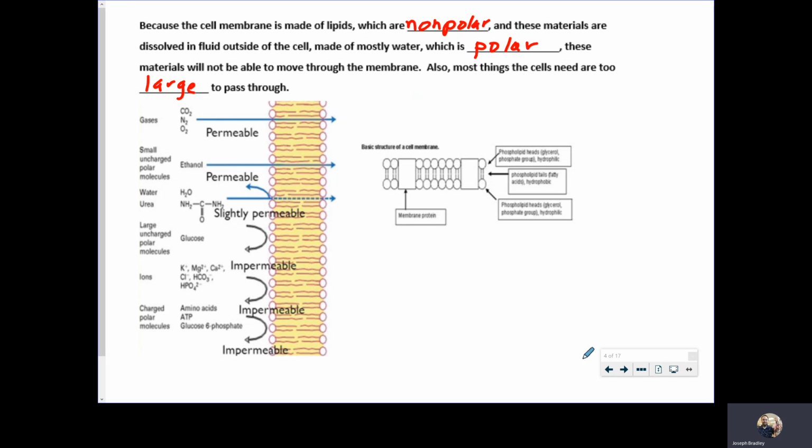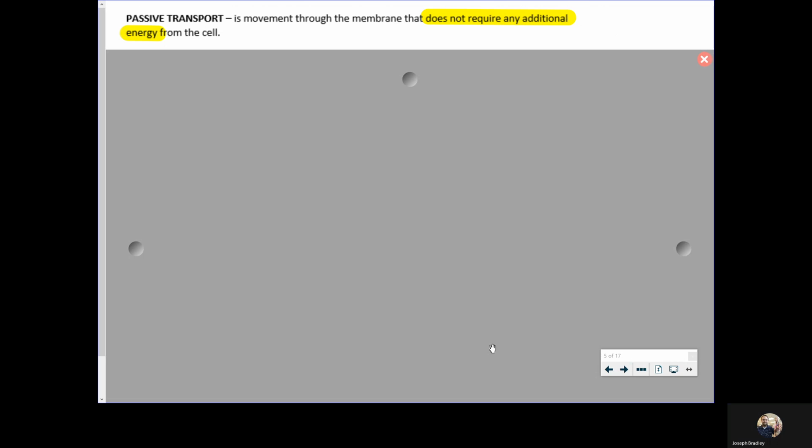But then your other building block materials, your nucleic acids and amino acids, are not going to be permeable. So all of these things here would just not move through. As a result, they're going to have to pass through membrane proteins. So we're going to talk about two different types of transport. First is called passive transport. Passive transport is where the cell doesn't need to expend any additional energy to get materials to move in or out of the cell.